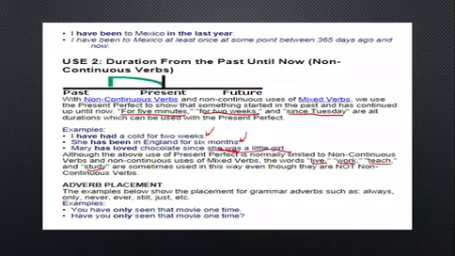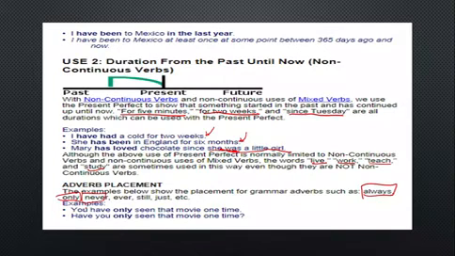Next one, adverb placement. The examples below show the placement for grammar adverbs such as always, only, never, ever, still, just, etc. Well, where can I put these words in my sentence? Okay, always, only, never, ever, still, just, etc.